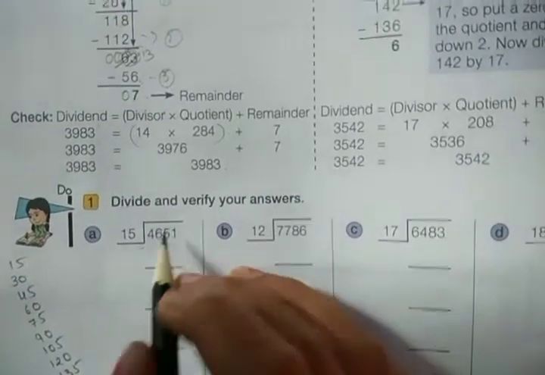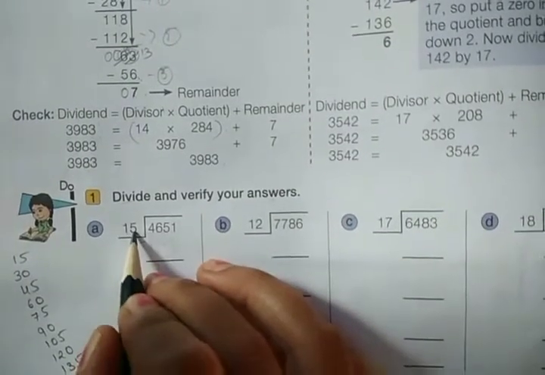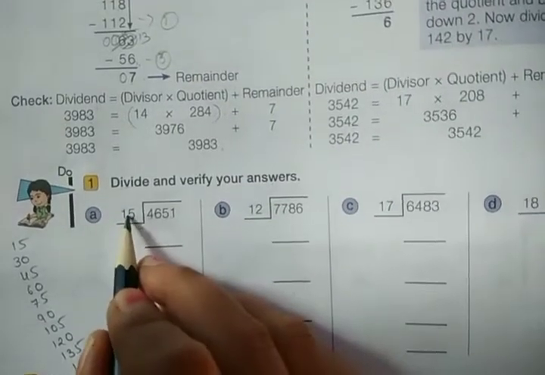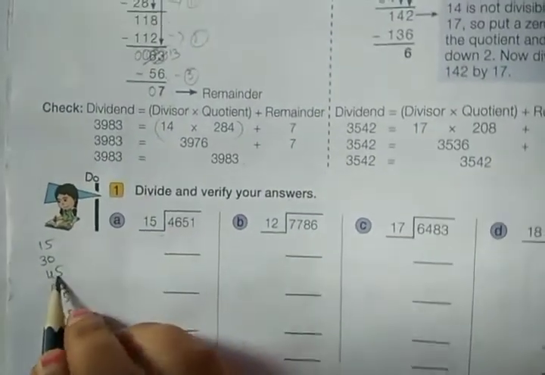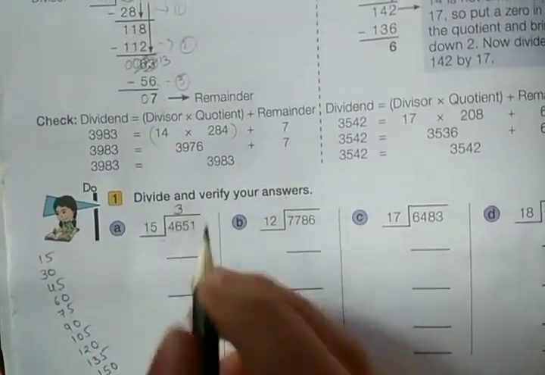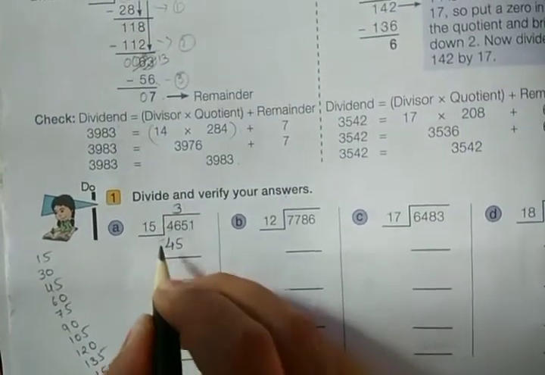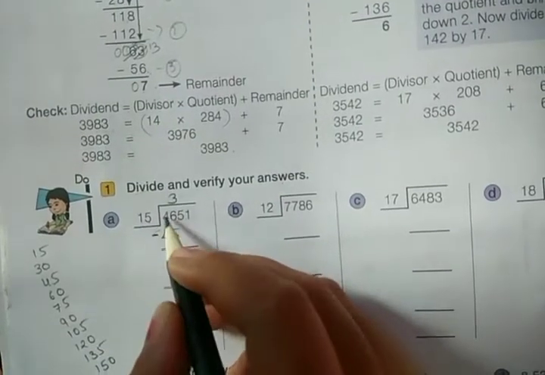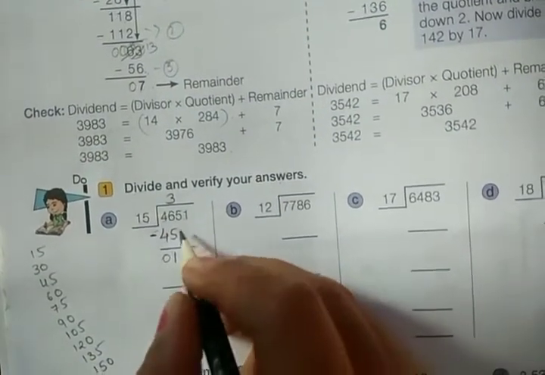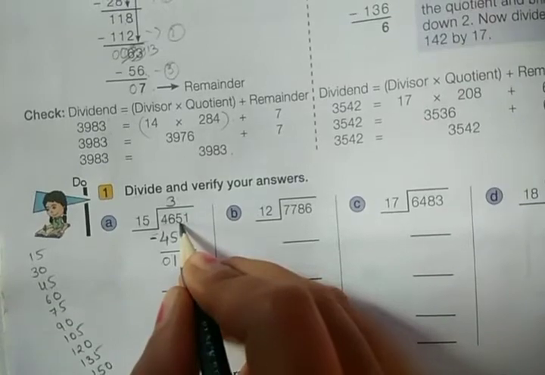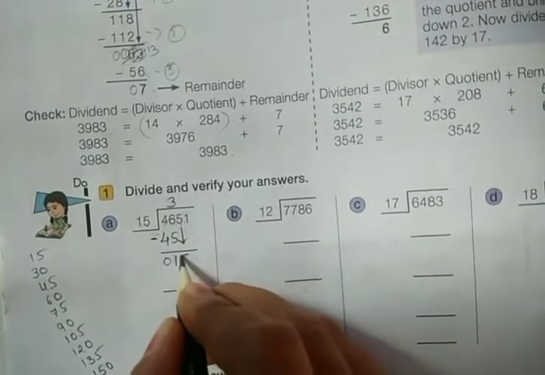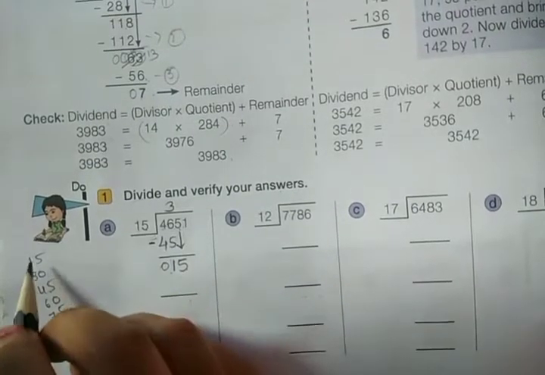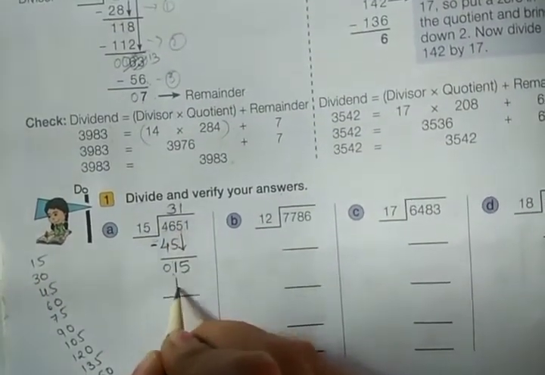Now check, this 15 is smaller than this 4, so together both the numbers we have to take here. In the 15 table, 46 is not there, 45 is there, that is 15 threes are 45. Put the sign and subtract the numbers. Now 6 minus 5 is 1 and 4 minus 4 is 0. Now the next number you are going to take down, that is 5, you are going to write here. Now this has become 15. Take this, 15 ones are 15 only.